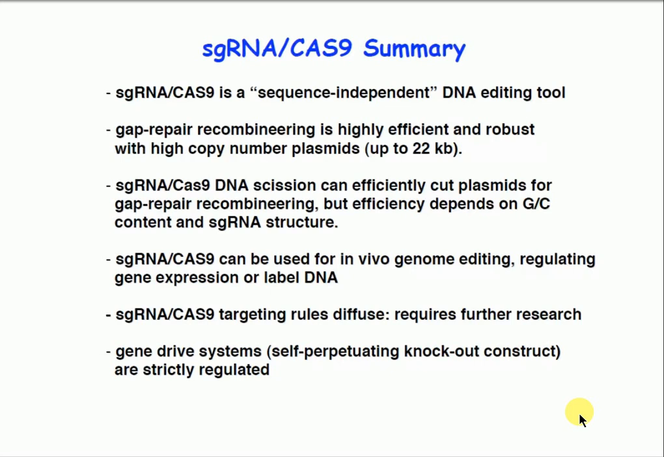The sgRNA Cas9 system can efficiently cut plasmids for gap repair recombination, but the efficiency depends on GC content and sgRNA structure. So a downside of sgRNAs is that they are a bit temperamental. Not all sgRNAs work, and there aren't any clear rules, but they can be used for in vivo genome editing, regulating gene expression or labeling DNA. But the targeting rules so far are a bit diffuse, so this requires more research to also make this technology safe for genome editing. So there's ongoing research in this field.